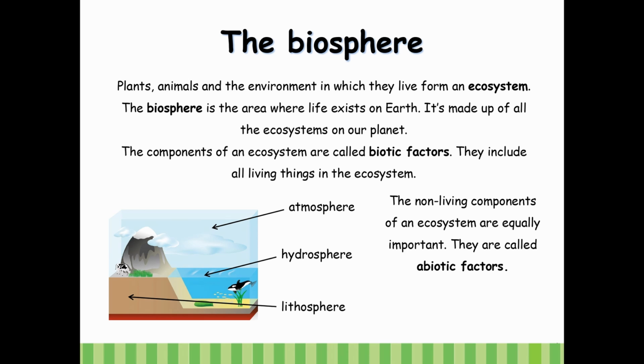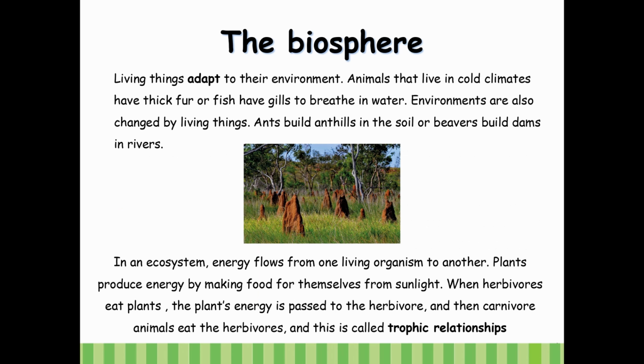The non-living components of an ecosystem are equally important. They are called abiotic factors. Living things adapt to their environment. Animals that live in cold climates have thick fur, or fish have gills to breathe in water. Environments are also changed by living things. Ants build ant hills on the soil, or beavers build dams in rivers.